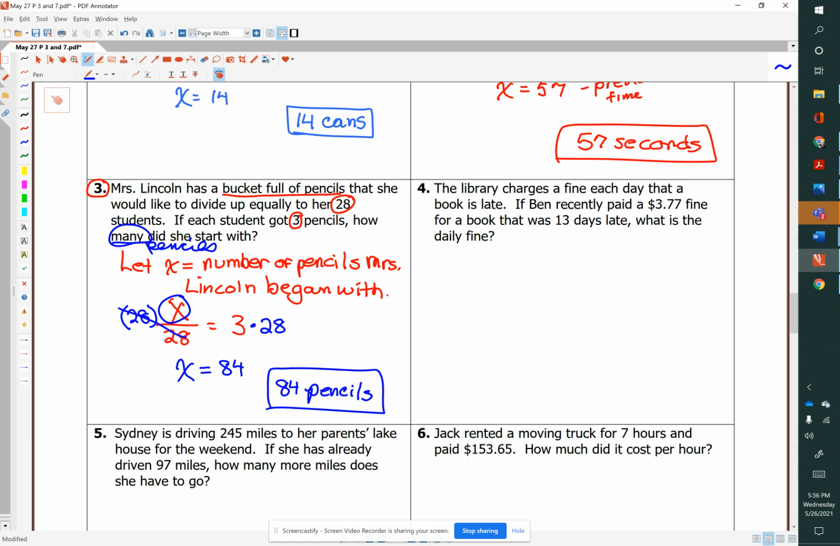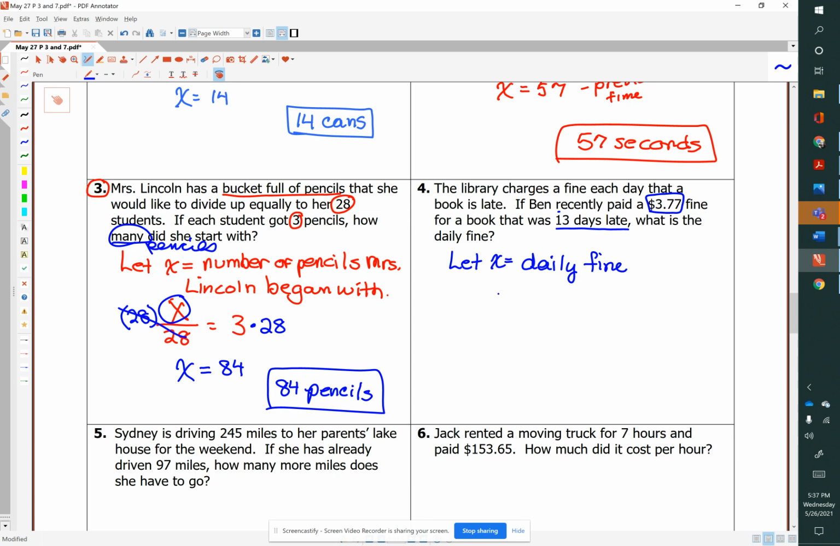Now, number 4, the library charges a fine each day that a book is late. If Ben recently paid a $3.77 fine for a book that was 13 days late, what was the daily fine? So we're going to let x equal the daily fine. Daily means each day.